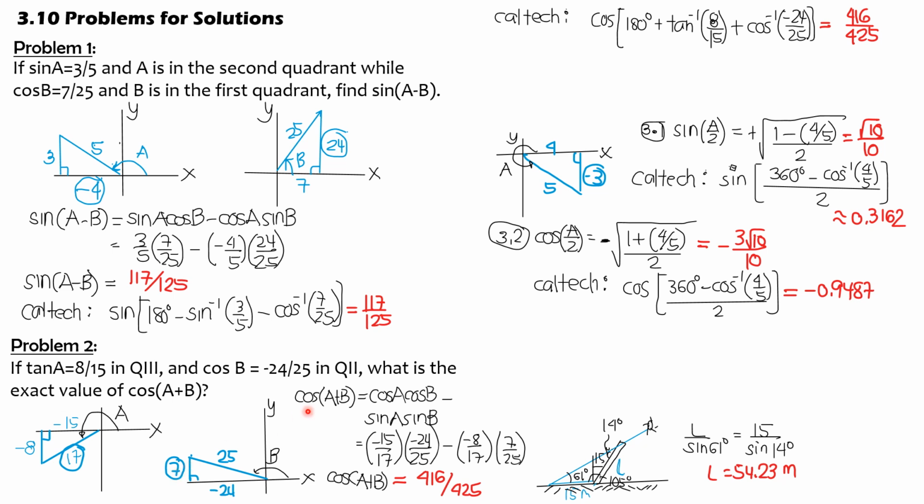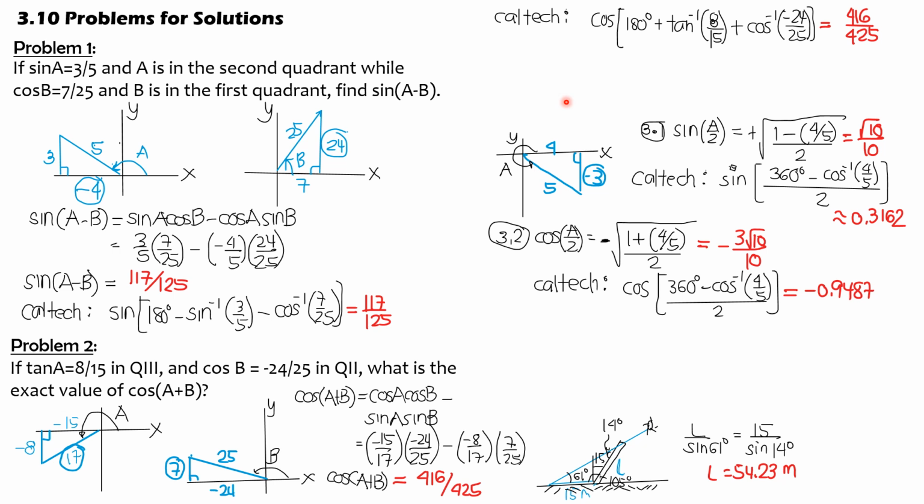So cosine of quantity A plus B is cos cos minus sin sin. So cosine A, cosine B minus sine A, sine B. Cosine A is negative 15 over 17. Cosine B is negative 24 over 25. Then minus open quantity, sine A is negative 8 over 17, sine B is 7 over 25. Using your calculator, cosine of quantity A plus B is 416 over 425.